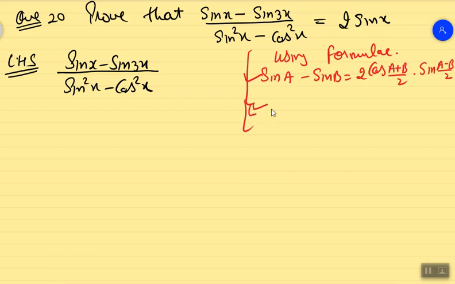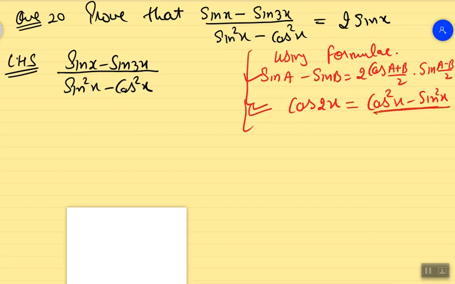What is cos 2x? This formula I have already proved. That is cos square x minus sin square x. Now if you see this term, with the black pen I'm showing it, and this term, the difference is only the negative sign. Now cos square is positive.